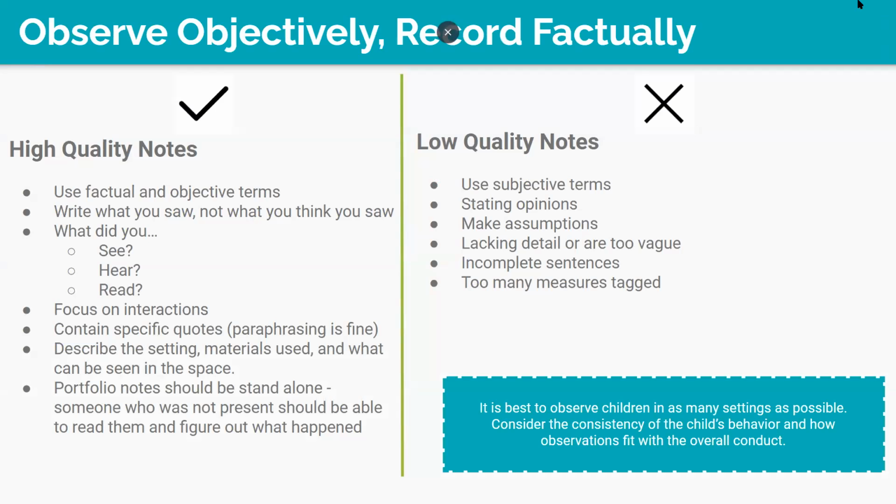When we write our portfolio notes, we want to make sure that we observe objectively and record factually. We want to strive for high quality observational notes. These use factual and objective terms, writing what we saw, not what we think we saw. So focusing on what did we see, hear, and read, focusing on interactions. We can contain specific quotes and paraphrasing is fine.